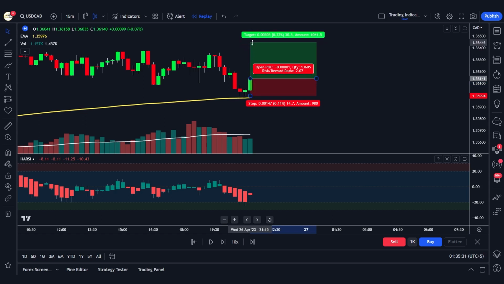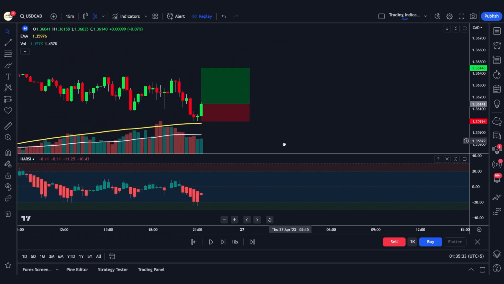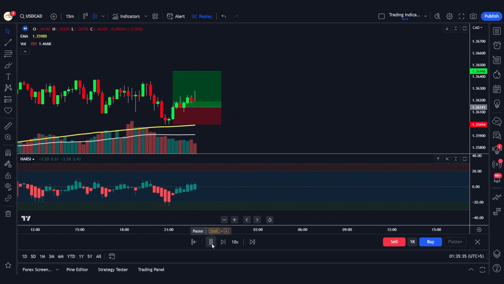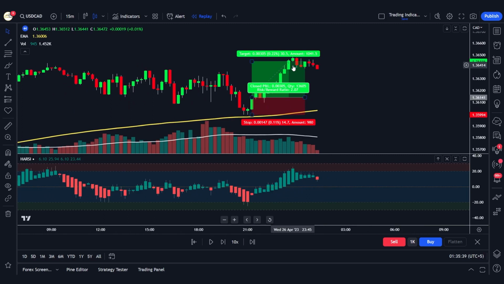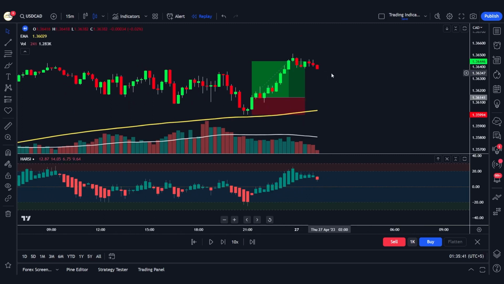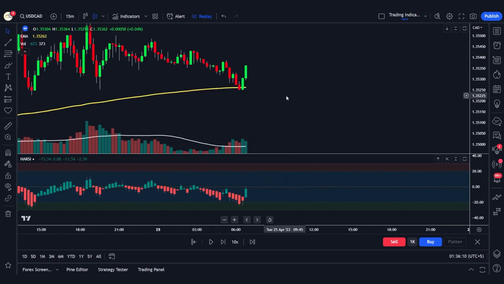So let me just go ahead and set our take profit level, and if I just forward play the market, we can see that our take profit level has been hit, and this is a profitable trade of 2:1 ratio. Here we can see another example of a long position.